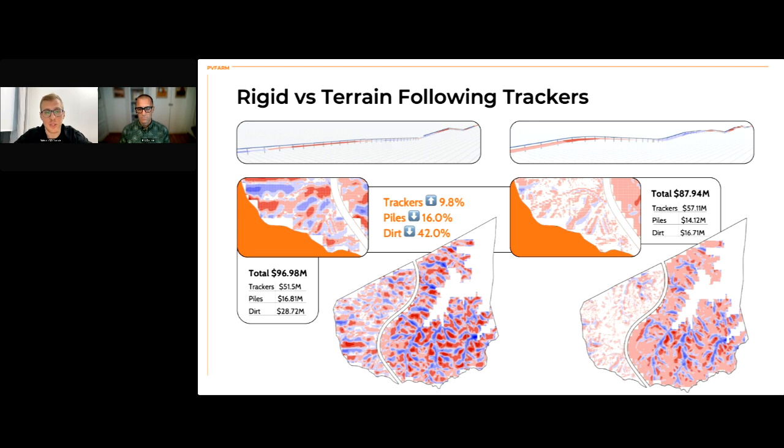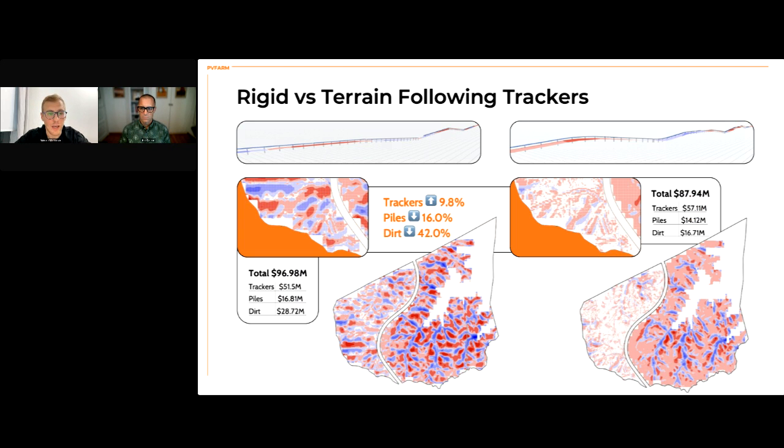So if we run with the same grading strategy for our project, same grading window, 1 foot, on the left you can see rigid trackers, on the right you can see terrain following trackers. You will see that dirt went down from 28 million to 16, right? So it's significant. It's basically 42%. But it's important to have a look at the other aspects of it. For example, terrain following trackers cost more. You can see 51.5 against 57.1, right?